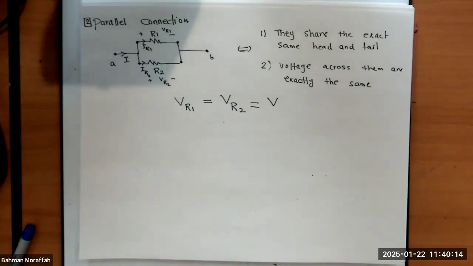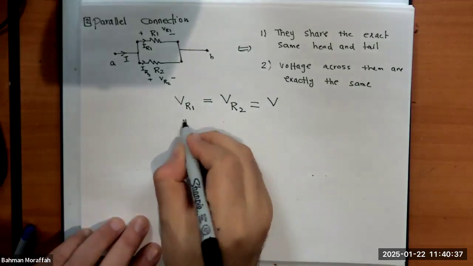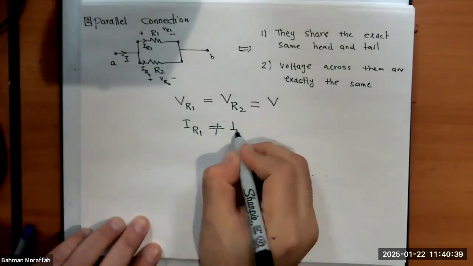How about current through R1 and R2? Are they the same? Absolutely not. Again, in the very special case where R1 and R2 are exactly the same, then sure, whatever I have going through that junction splits equally. But in general, I through R1 is not the same as I through R2.